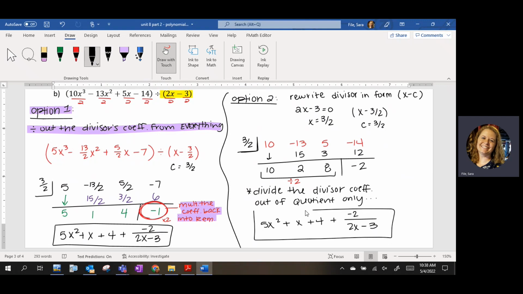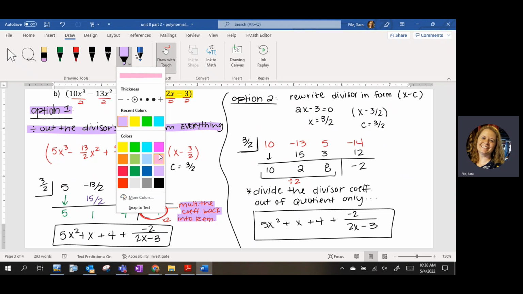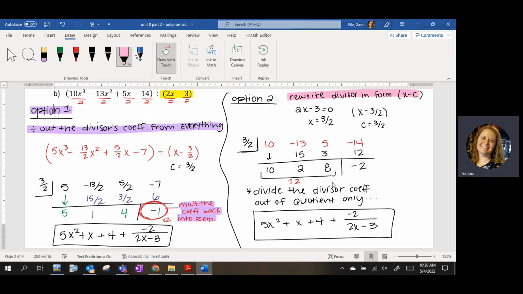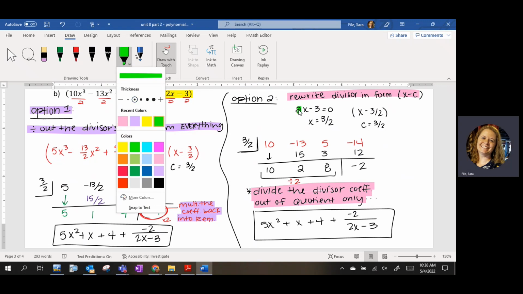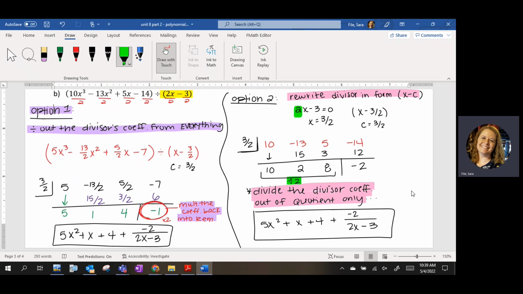So the difference is I do my dividing by 2 at the beginning from everything, and I have to remember to multiply back in to the remainder. Or I do the dividing at the end just from the quotient. The 2 is this coefficient, yeah. And that's what we multiplied by here, because that was that coefficient that we divided by. Does that make sense? So either divide everything out at the beginning and multiply back into the remainder, or wait and divide at the end just from the quotient. So you can decide which one makes more sense to you, which one's easier to remember.